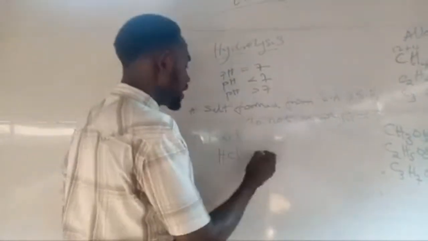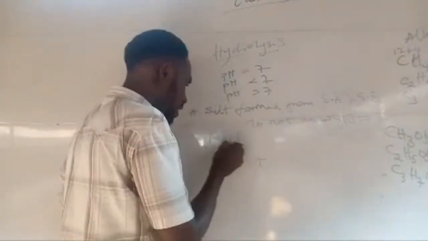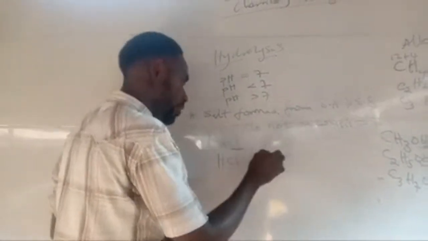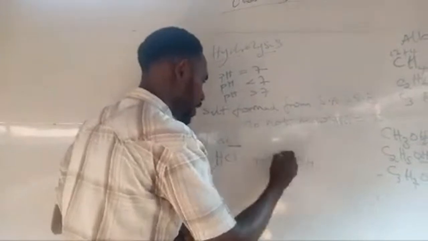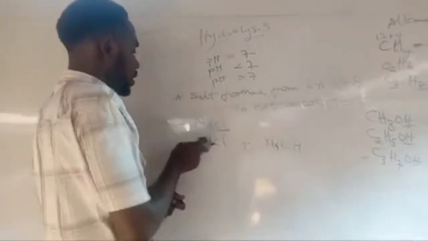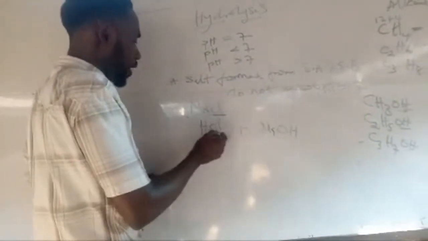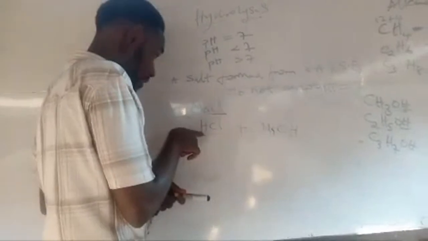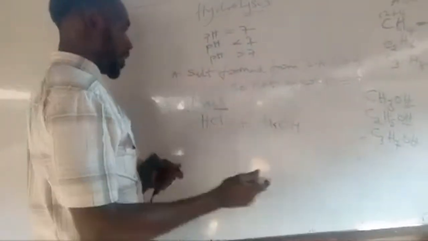HCl. Then for you to see the base, remove the non-metal or the anion, replace it with OH. Allow the sodium to remain. So this sodium chloride is formed from HCl and sodium hydroxide. This is a strong acid and strong base.